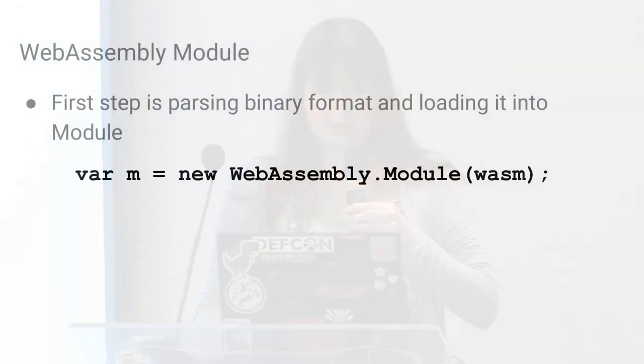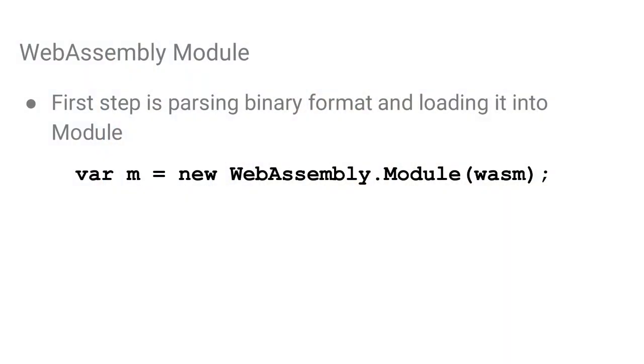But another important thing to remember is that there are some restrictions on this. So there are some sections that you have to have, and there are some sections that you can't have more than one, and there's some sections that have to go in a certain order. For example, the type section has to go before the function declaration section that uses those types, that sort of thing. So what happens once you have this binary format in your array? Well, then you create a WebAssembly module like this.